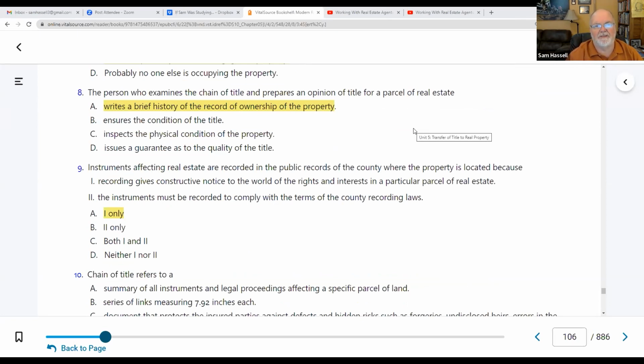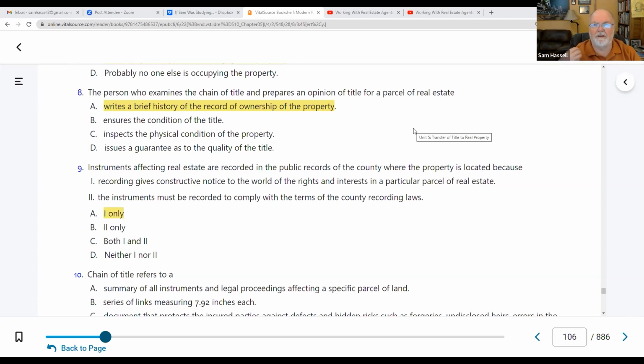The person who examines the chain of title and prepares an opinion of title for a parcel of real estate writes a brief history of the record of ownership of the property. It goes from Wayne to Sam to Reagan to Anastasia to Ennis and all the years that they've owned it and how it is. That's the chain, right?